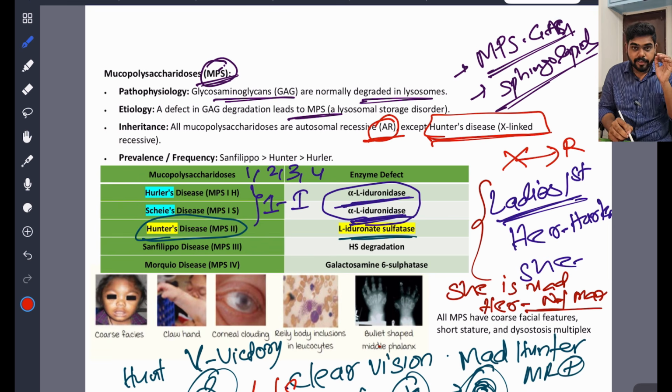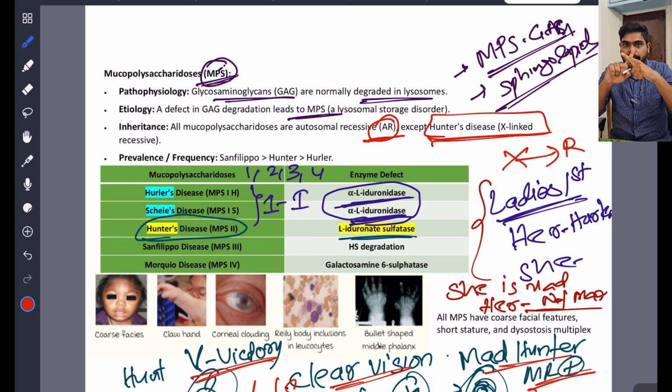So the hunter is trying for his victory. V for 2. He has clear vision, there is no congenital corneal clouding and all. And he is a mad hunter, mental retardation plus, and the arrow X-linked recessive is there. And he should listen to the sound of the prey. So listen, LIS, L iduronate sulfatase. This is very important for Hunter. Okay, Hunter is clear. So we made some important mnemonics here.